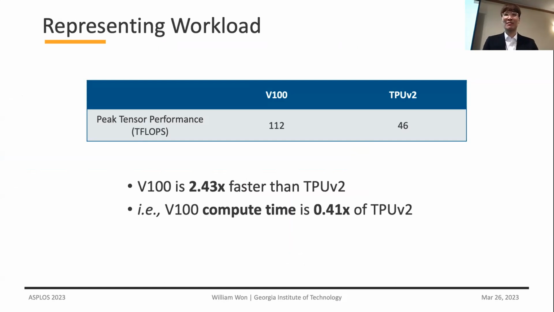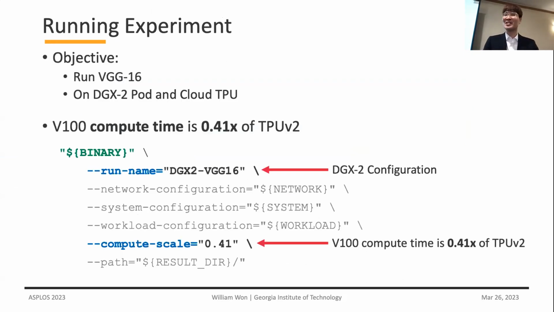And this compute time, as I explained before, is based on the teraflops of TPU version 2. So instead of making another workload input file for V100, we can, just like the communication scale, use the computation scale. From their datasheet, V100 is about 2.4x faster, meaning the compute time of V100 is effectively about 0.4x of TPU version 2. So we can still use the same workload of TPU version 2 to simulate the DGX boxes, but we can set the compute scale to 0.4 so that we can shrink the compute time appropriately.